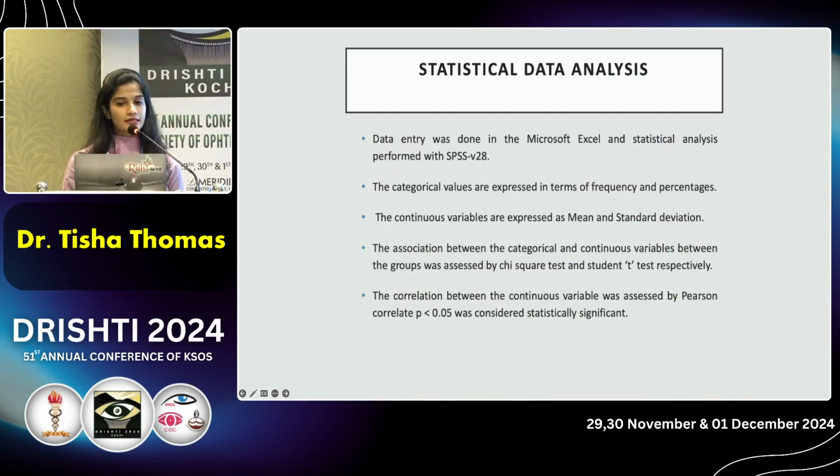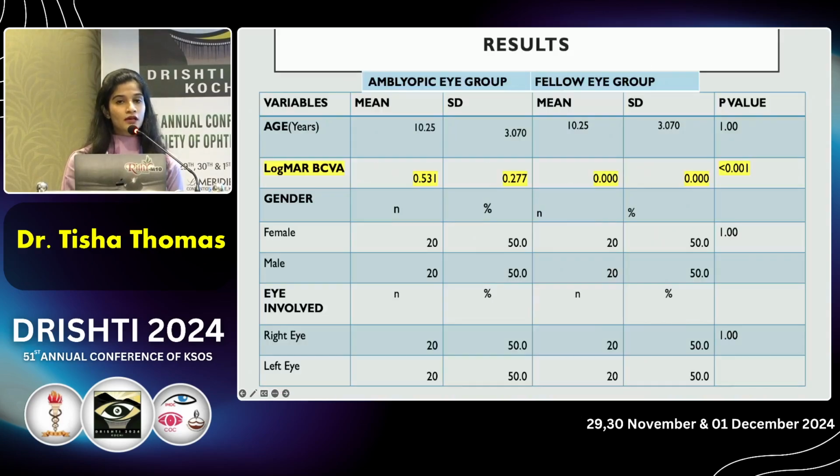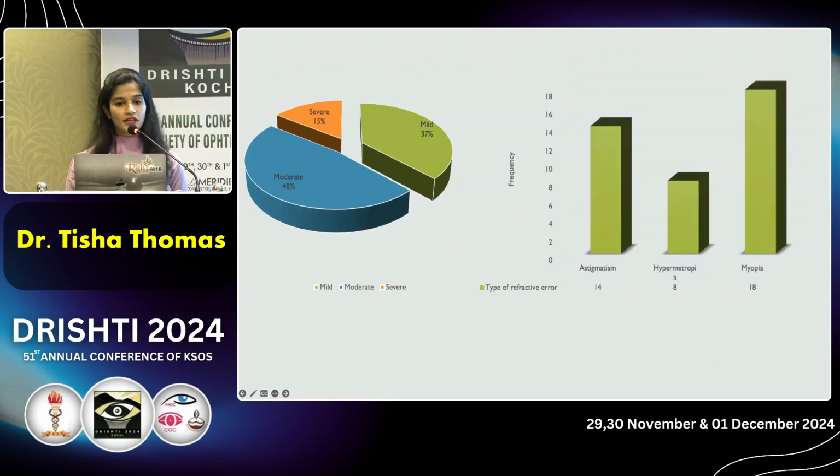This was the statistical data analysis that we did. Coming to the results, among all the variables, the logMAR best corrected visual acuity between the amblyopic group and fellow eye group was significant, whereas regarding gender, we had an equal ratio of female and male children, and regarding eye involvement also, we had a 1:1 ratio of right eye and left eye involvement. Regarding the severity of amblyopia, we had more of moderate amblyopes, that is vision between 6/12 and 6/36, followed by mild and followed by severe.